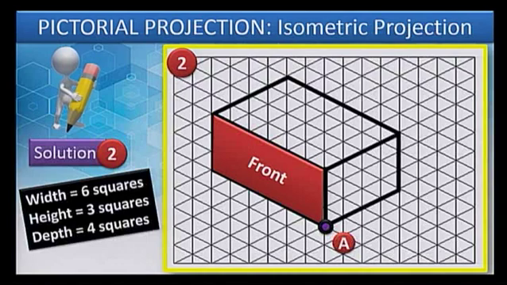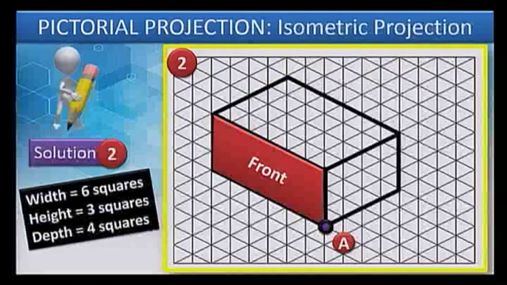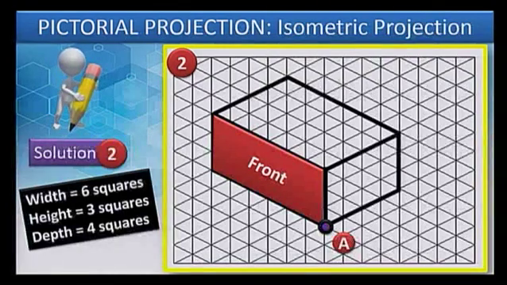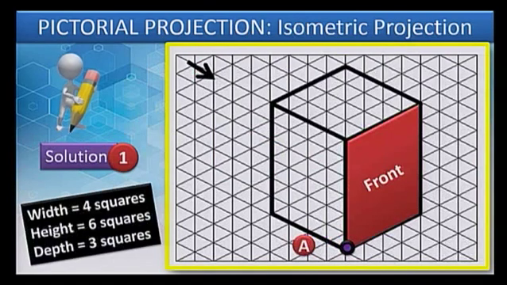To recap, isometric diagrams are drawn on isometric grids. These grids have vertical lines and inclined lines at 30 degrees to the horizontal. When given a front face, we can interpret dimensions for the height and width, and the depth is usually given.